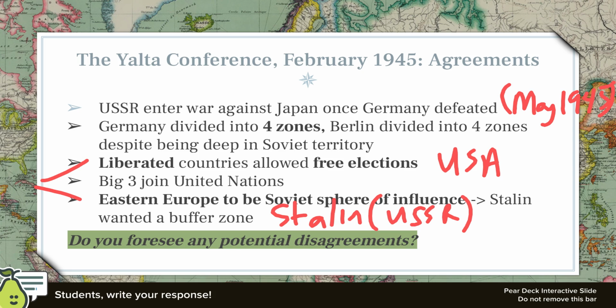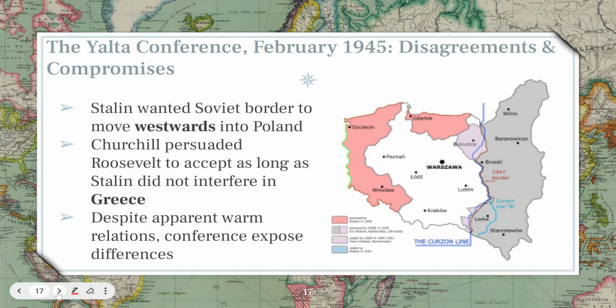Free elections means to accept whatever outcome the free elections actually reveal. Okay, but at the same time, you already agreed that the Soviet Union would have a say, would have influence over Eastern Europe. For me, I saw this as a potential conflict for sure.